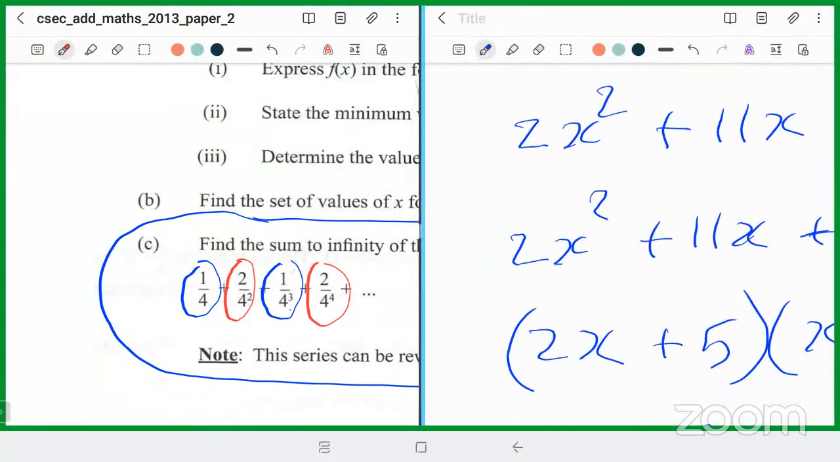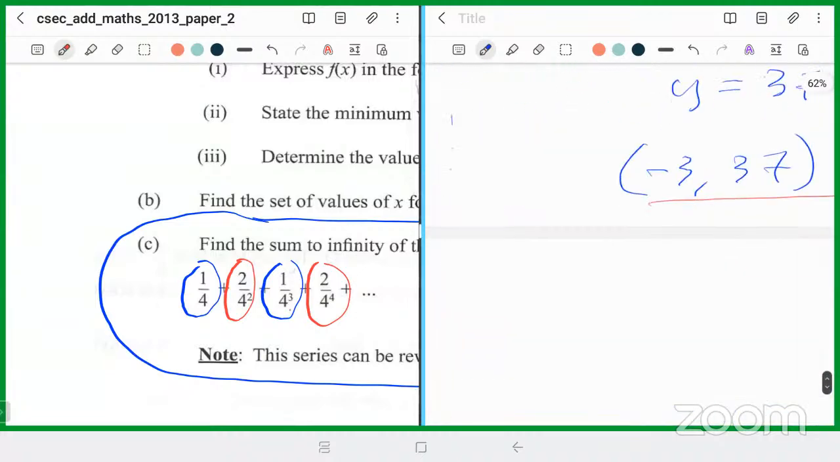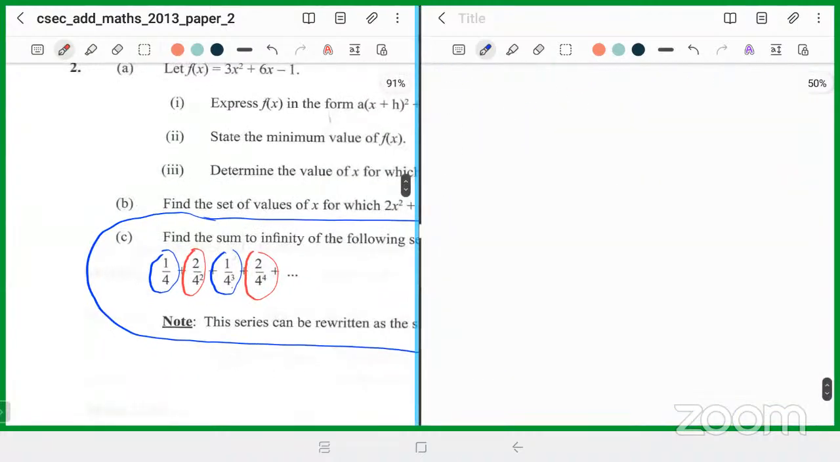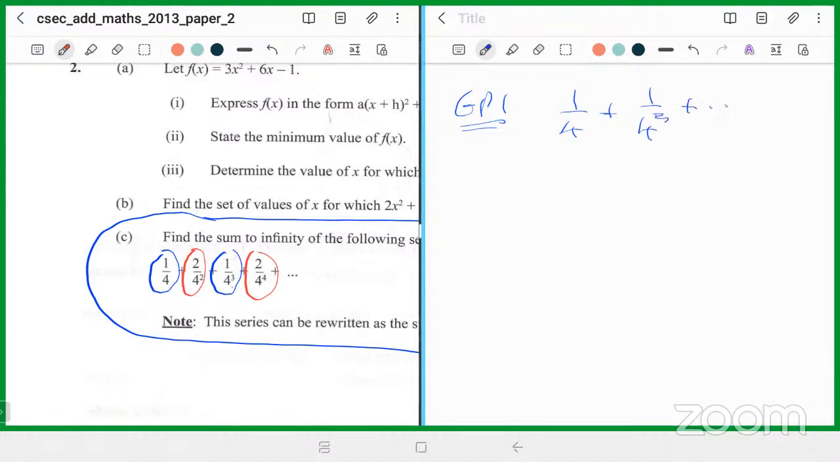Let's do it over here. All right, so we have series 1. Let's call that series 1, and series 1 will be GP1. GP1 will be a quarter plus 1/4 cubed and so on, right?